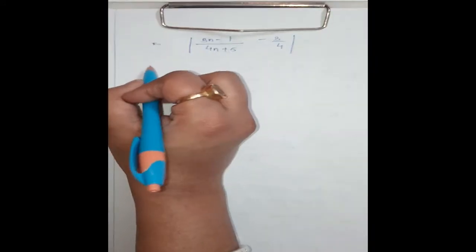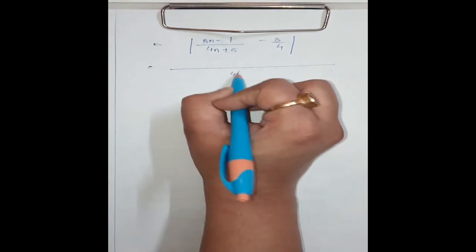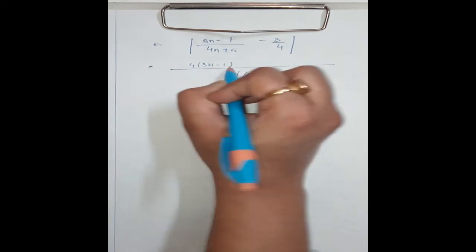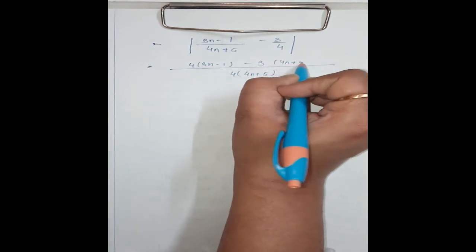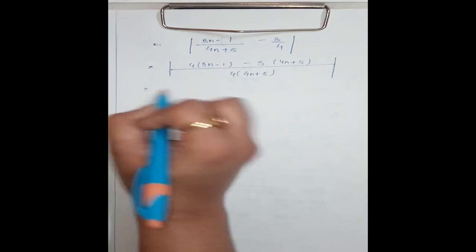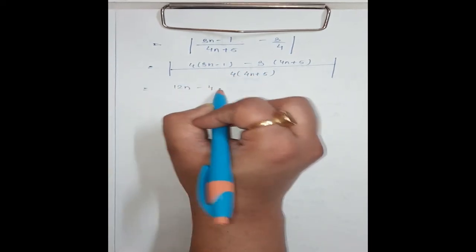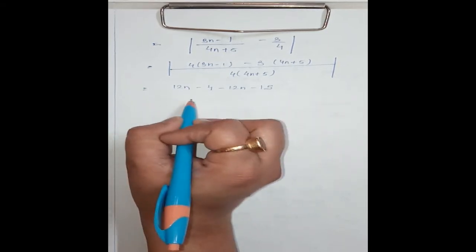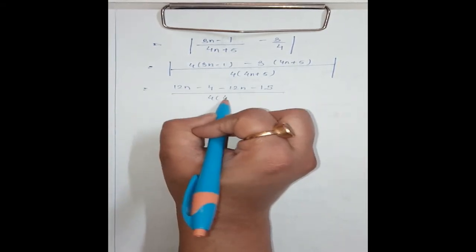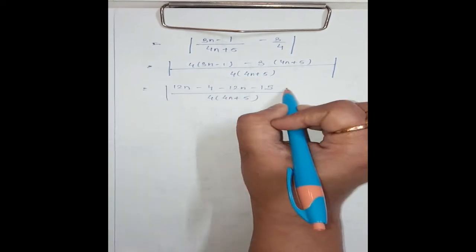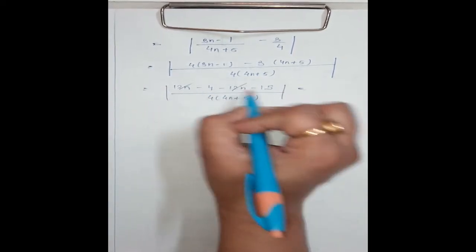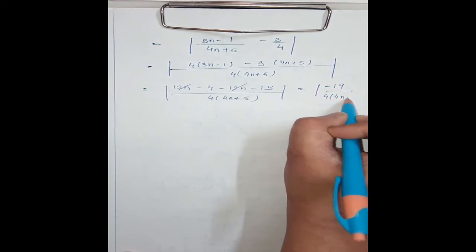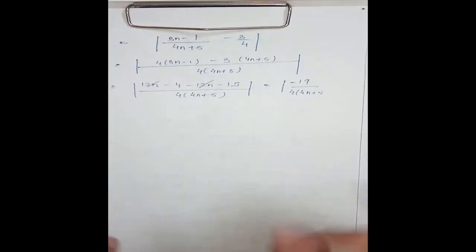Okay, now taking the LCM, this is (4(3n − 1) − 3(4n + 5)) divided by 4(4n + 5). And this is (12n − 4 − 12n − 15) divided by 4(4n + 5). Now this will get cancelled out and we are left with −19 in the numerator divided by 4(4n + 5).